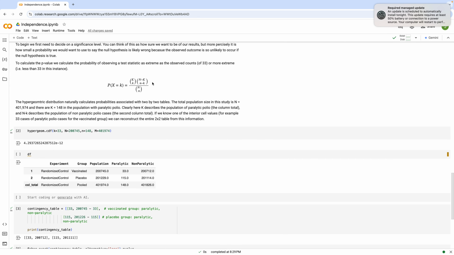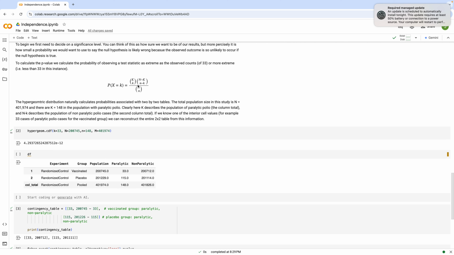The hypergeometric distribution is given here, and what we're going to do is calculate a p-value. The p-value assesses how likely the observed data is, and we have an observed data of 33. Because 33 alone is evidence against the null hypothesis, and so would 32, 30, or 31, we're going to calculate the probability of 33 or less.